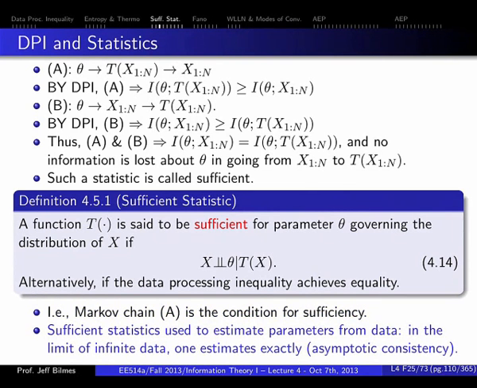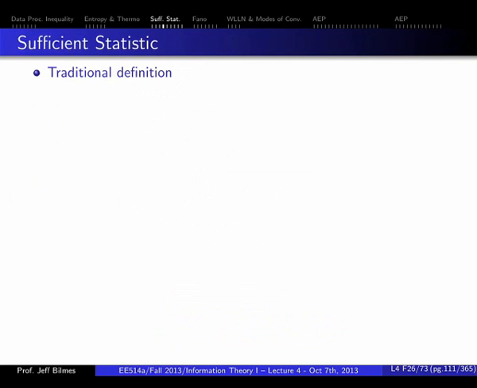So sufficient statistics are used to estimate parameters of the data. The reason why is because once we know the statistic, we can then get a good estimate of the parameter, and we don't need to go back to the data. And there's this notion of consistency where you can get exact estimates of the parameters if you get enough data.